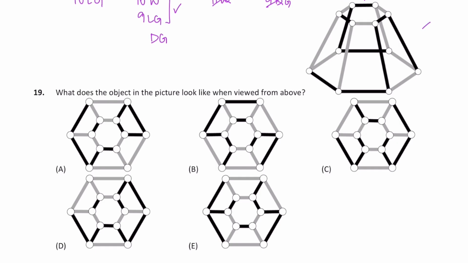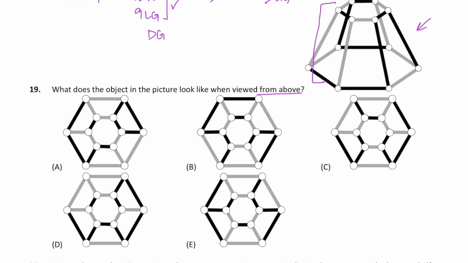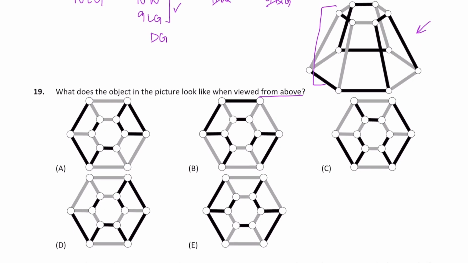This is an object given to us, and we need to figure out which of these options look like we are looking at this object from the top view. Okay, so what I'm going to do is I'm going to count the light gray sticks. 1, 2, and 3. Okay, and the circle placement. Let's look at the circle placements first.